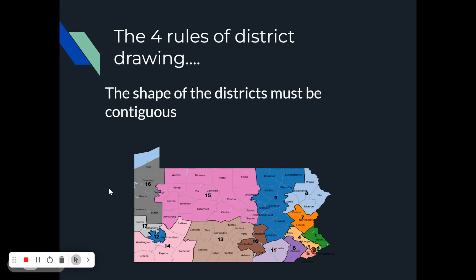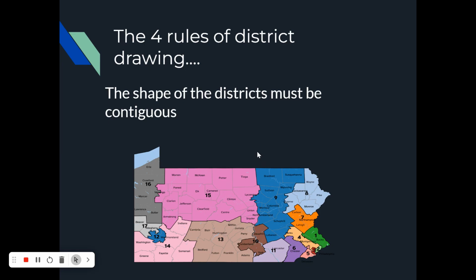The third rule is that the shape of the districts has to be contiguous. So what does that mean? It means they're one solid shape. So for example, you could start here and trace all the way around without lifting up the cursor. It's one solid shape. It doesn't start here, stop, and then continue separately on the other side of the state, right? It's one continuous shape.